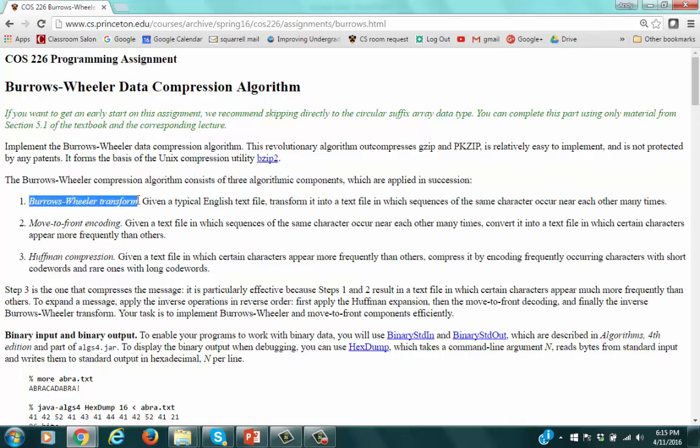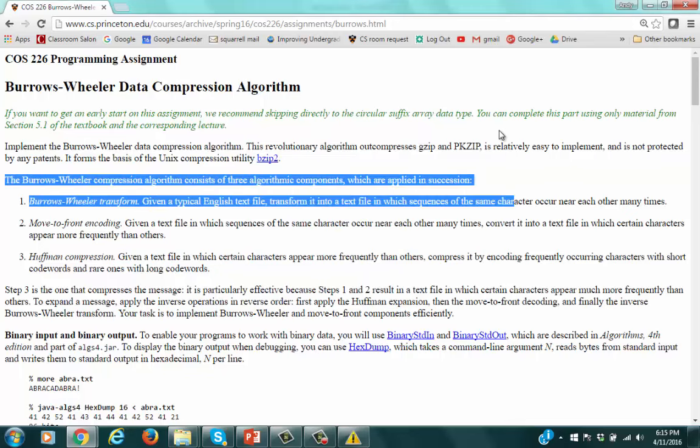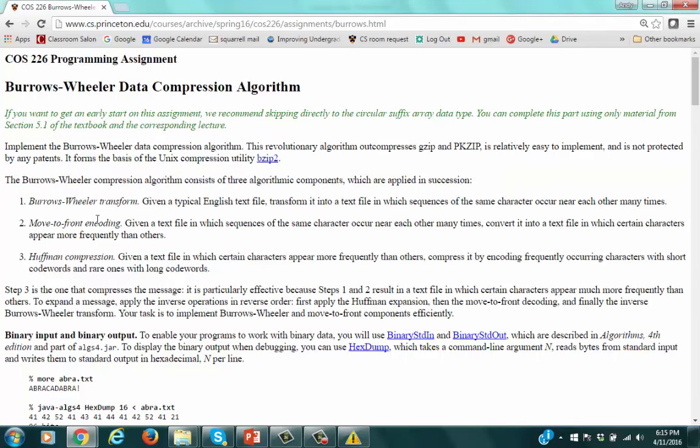That means given a typical English text, you transform that into a text file in which sequences of the same character occur near each other many times. And then the second step of the compression algorithm is what's called the move to front encoding. In that case, given a text file in which sequences of the same character occur near each other many times, we convert it to a text file which contains characters that appear more frequently than the others.